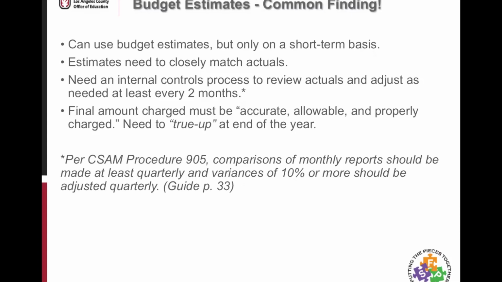Yeah, it is a common finding, and for some reason. So again, what are your internal controls? And CSAM procedure 905 provides some support in how those should be done. And they talk about monthly comparisons of monthly reports should be done at least quarterly. And then they're saying if a variance of more than 10% occurs, then it should be adjusted on a quarterly basis. So that's state guidance. So I would suggest you look at procedure 905.